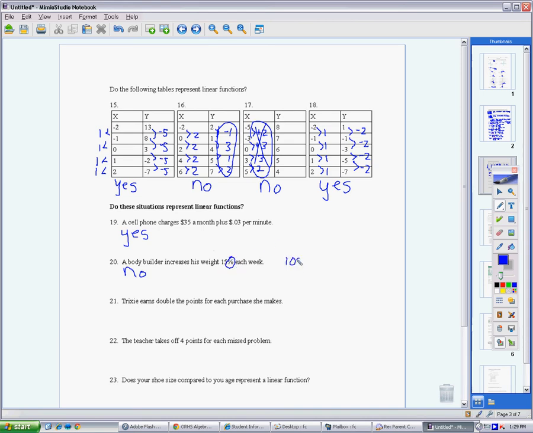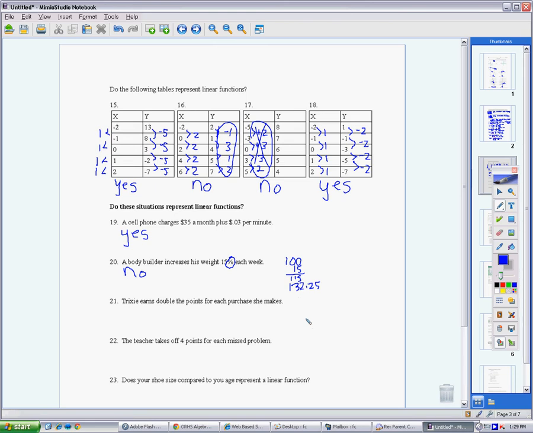If he weighed 100 pounds, and I know a bodybuilder's not going to weigh 100 pounds, 15%, that would be 15 pounds. So that would be 115 pounds next time. 15%, that would be, let me get my calculator out here. That would be 132 pounds and a quarter. So those are not going up the same amount each time. So percentages are not linear.